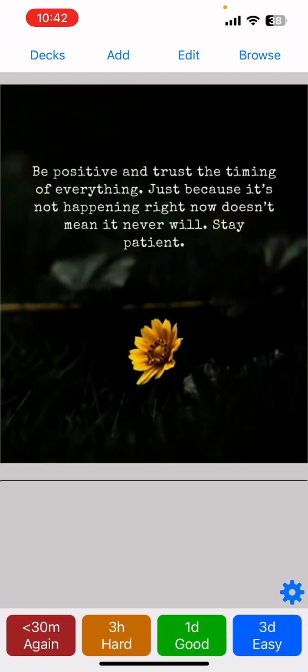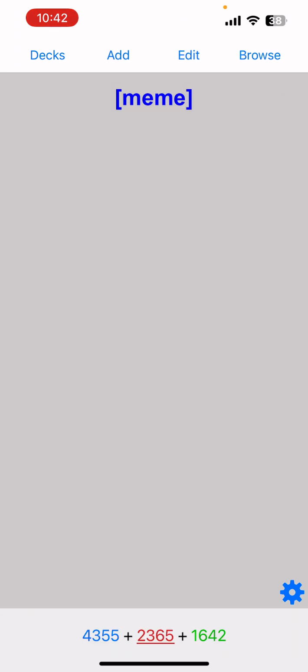Be positive and trust the timing of everything. Just because it's not happening right now doesn't mean it will never happen. Stay patient. That's good advice.